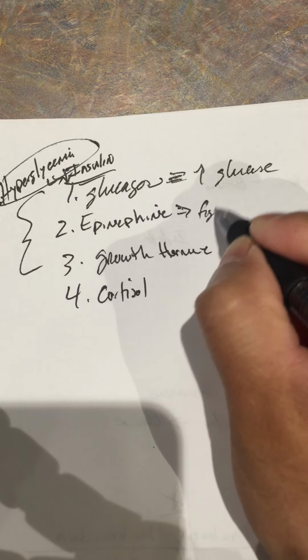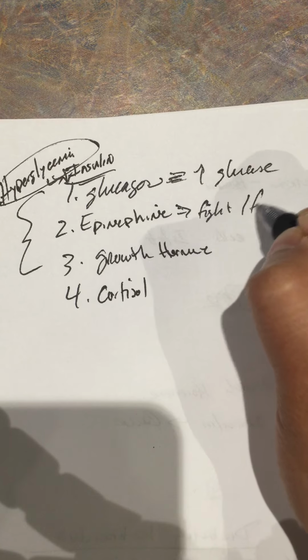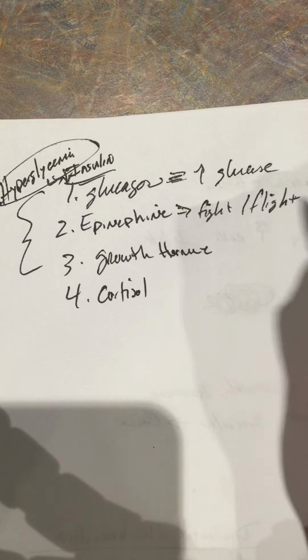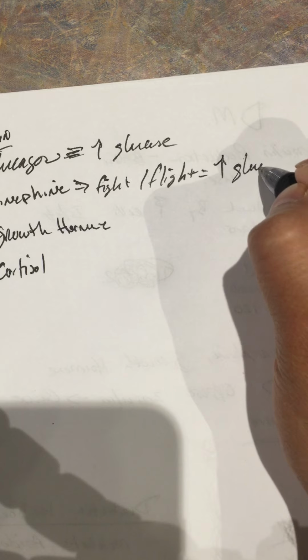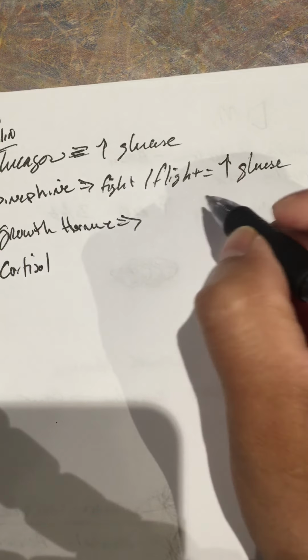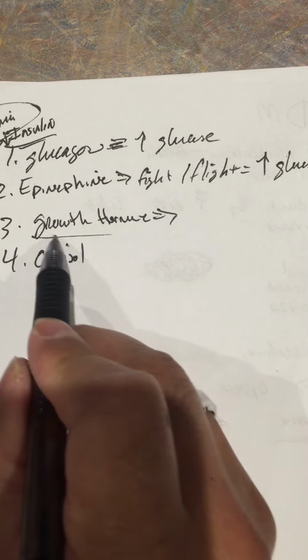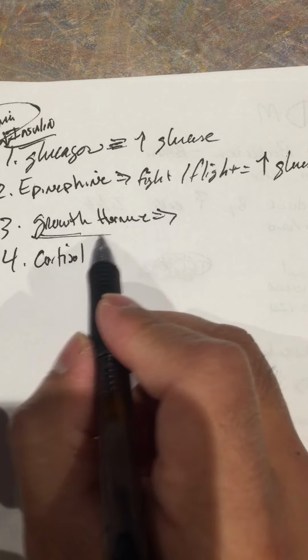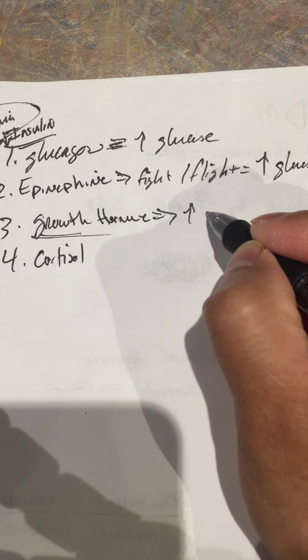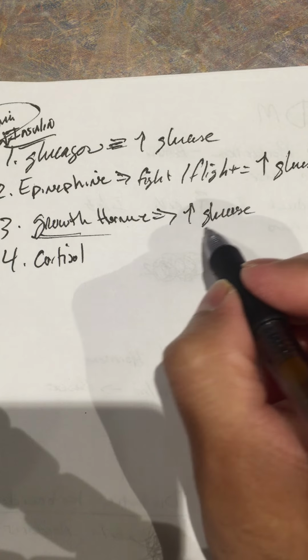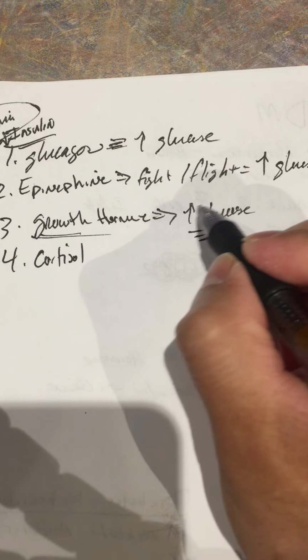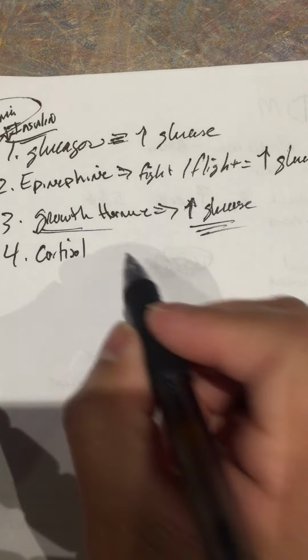Epinephrine, fight or flight response. You need energy if you're either going to run away or stand and fight. So again, this is going to increase glucose levels. Growth hormone, we talked about this when we talked about acromegaly. That is going to increase glucose levels, and that makes sense. If you're going to be growing, you're going to need an energy source, glucose. So again, growth hormone will increase glucose levels.